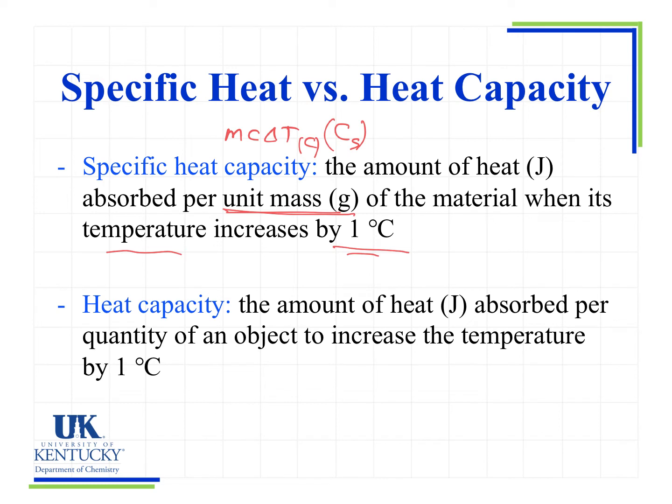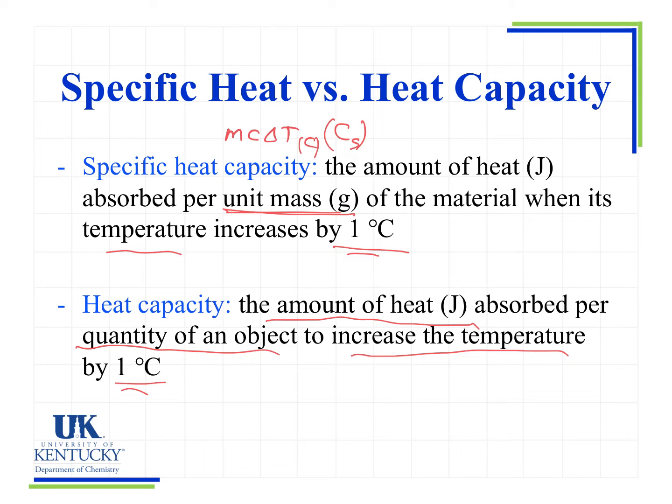The heat capacity, on the other hand, is the amount of heat absorbed per quantity of an object. So it's not per unit mass of the object that increases the temperature by 1 degree Celsius. The amount of energy for the unit mass of the object is a specific heat, and that's a fixed number you can Google or find from different sources for different elements. But heat capacity is not for a unit mass.